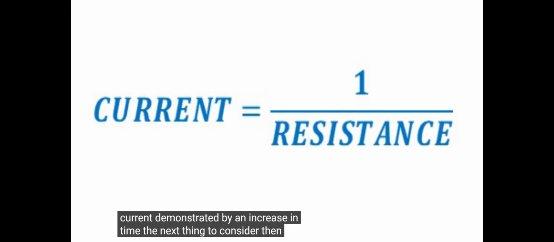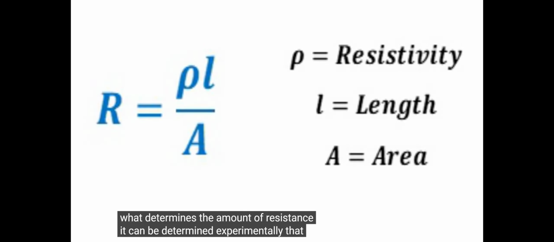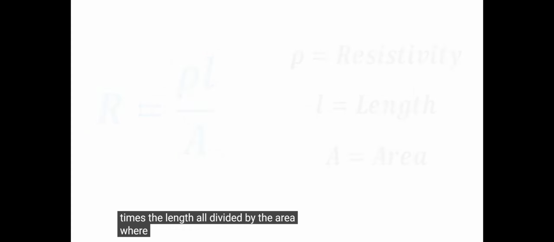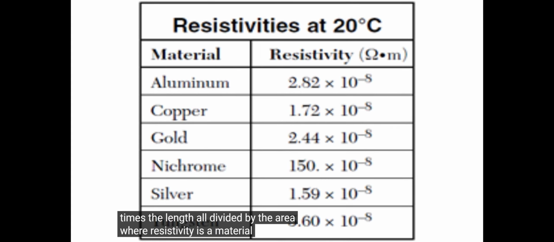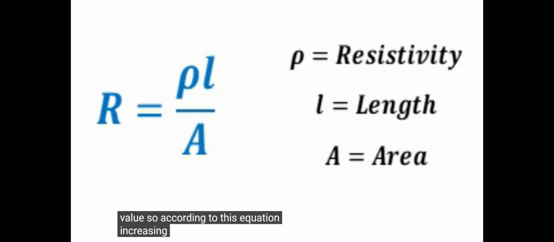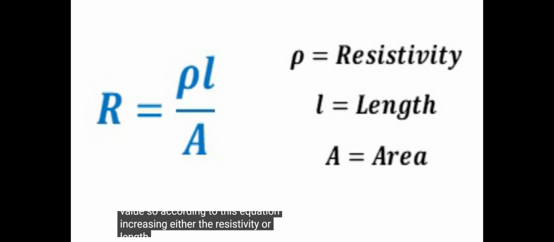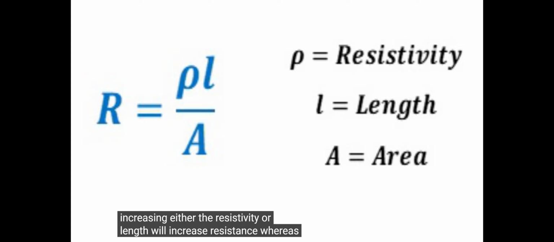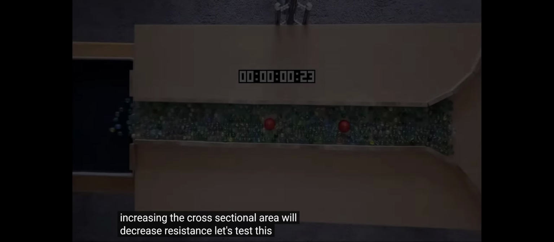The next thing to consider then is what determines the amount of resistance. It can be determined experimentally that resistance is equal to the resistivity times the length, all divided by the area, where resistivity is a material-specific value. So according to this equation, increasing either the resistivity or length will increase resistance, whereas increasing the cross-sectional area will decrease resistance. Let's test this.